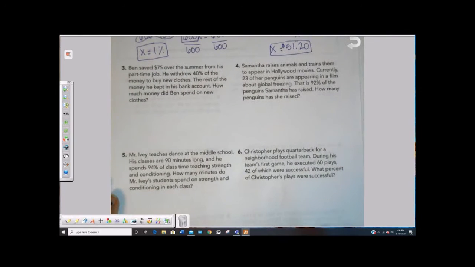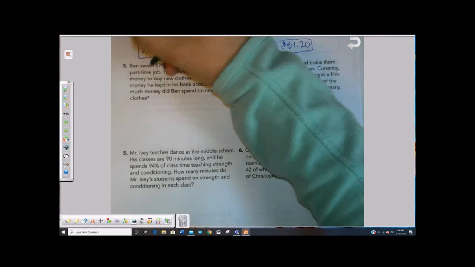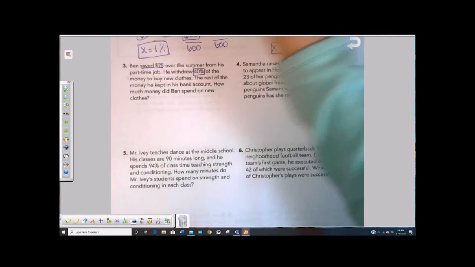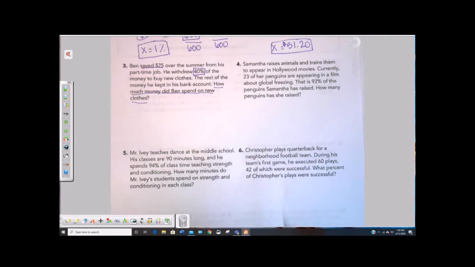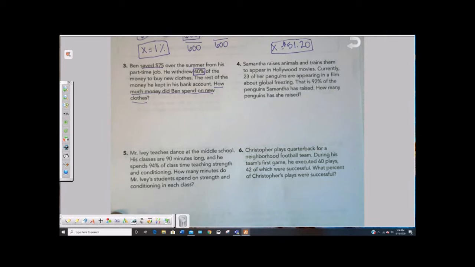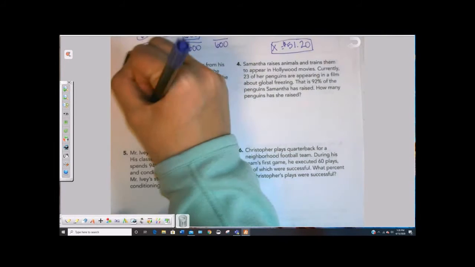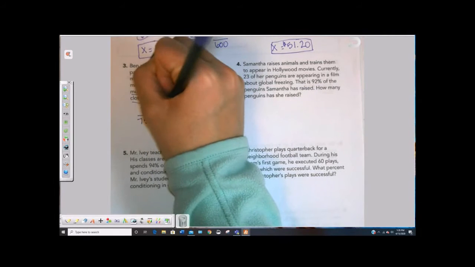Looking at number 3, Ben saved $75 over the summer from his part-time job. He withdrew 40% of the money to buy new clothes. The rest of the money he kept in his bank account. How much money did Ben spend on new clothes? So again, we have percentage, we have our whole, which is the amount he saved, and we're looking for our part, which is how much money he spent. So we're going to have x over 75 equals 40 over 100.